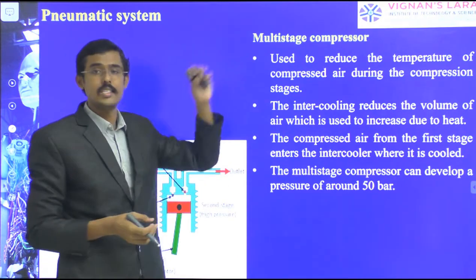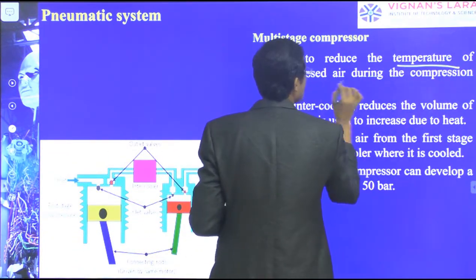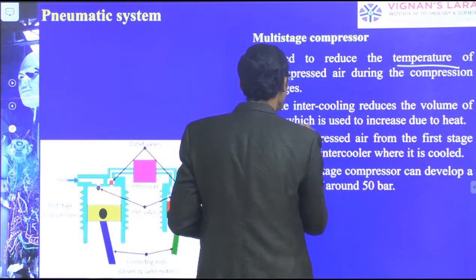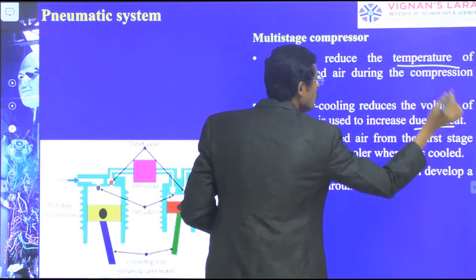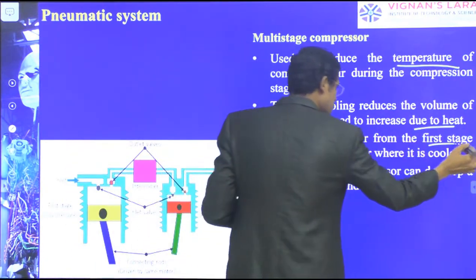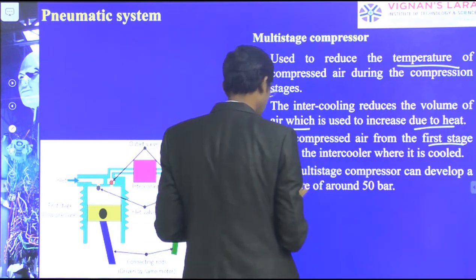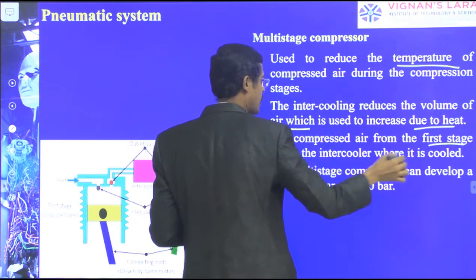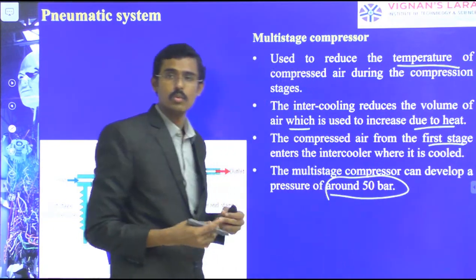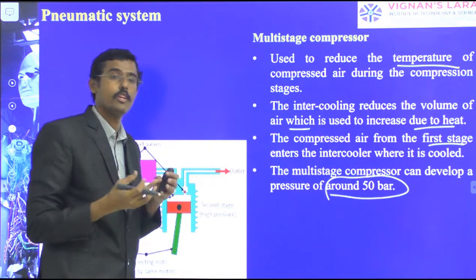Now the multi-stage compressor is used to reduce the temperature of compressed air during the compression. The inlet intercooling reduces the volume, which is used to increase due to heat. The compressed air from the first stage enters the intercooler where it is cooled. The multi-stage compressor can develop a pressure of around 50 bars. So first we have seen less than 30, then above 30, and here around 50 we came.